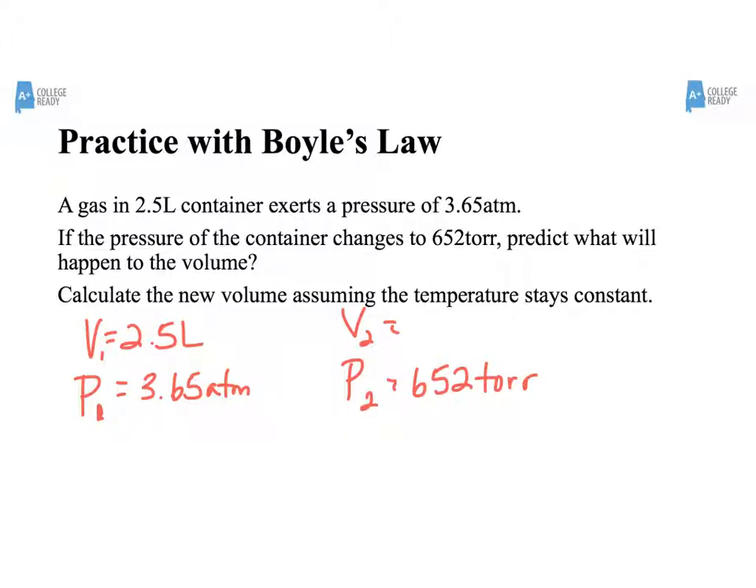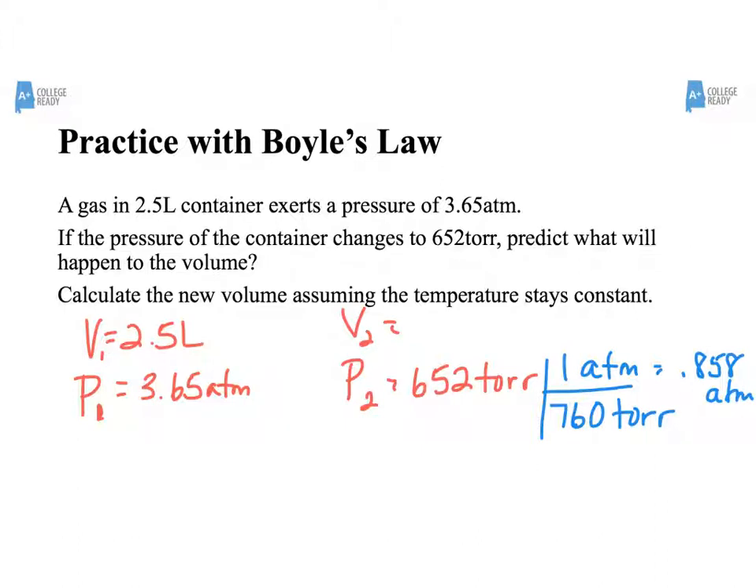Now we have one little problem here. Our little problem is that our pressure unit is not in the right unit. So we need to change that. So how are we going to change it? We know the relationship. 760 torr is equal to 1 ATM. And that's going to give me 0.858 ATM as my pressure.